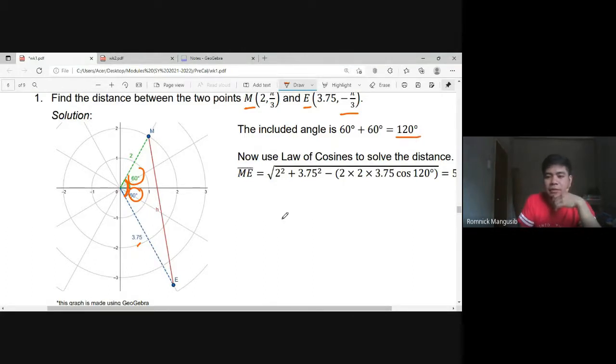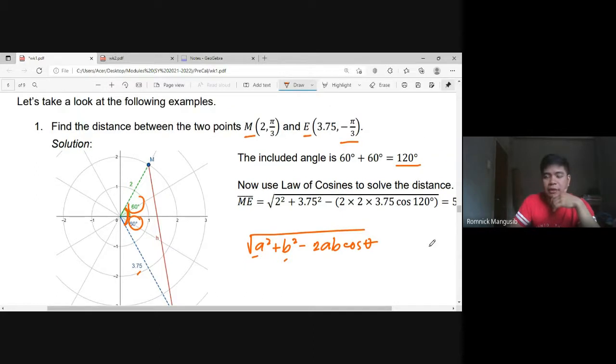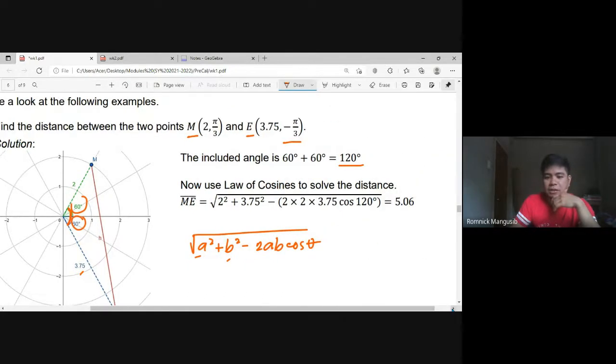Itong A and B in the formula, the square of A plus the square of B minus 2AB cosine theta. Ang A at B na ito ay yung radius ng bawat isa. Radius ng polar coordinates M at saka ang polar coordinates E. Kaya you just substitute these two radii, square of 2 and square of 3.75. So you have 2 times 2 radius of M, 3.75 radius of E, and then 120 degrees being the included angle.